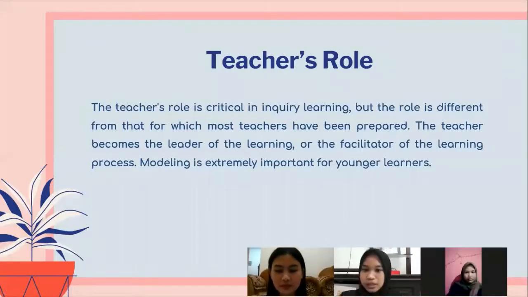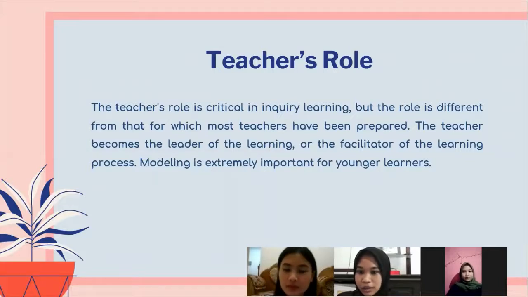Teacher's role. The teacher's role is critical in inquiry learning, but the role is different from that for which most teachers have been prepared. The teacher becomes the leader of the learning, or the facilitator of the learning process. Modeling is extremely important for younger learners.